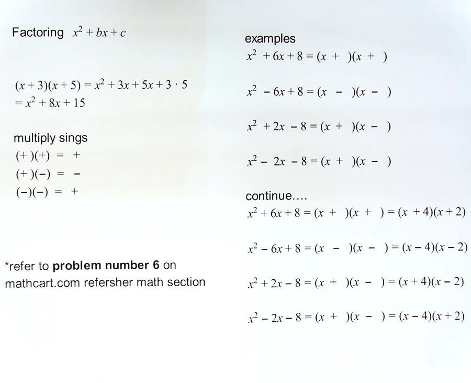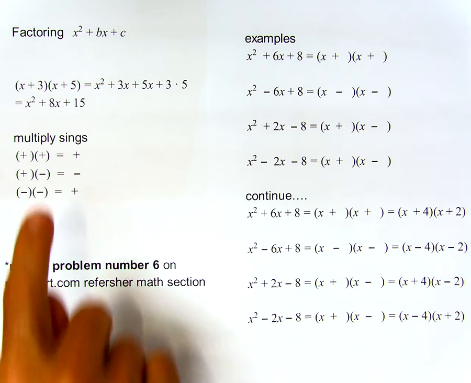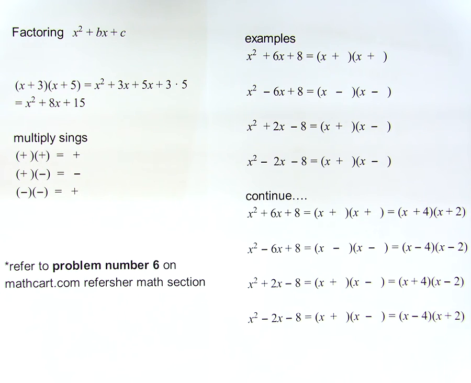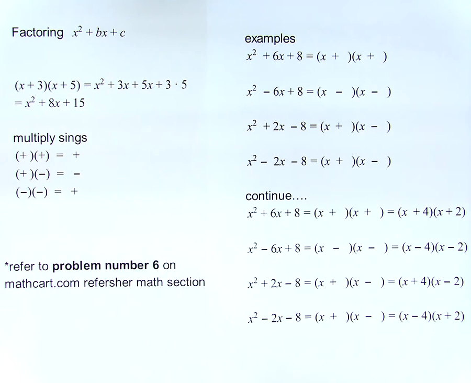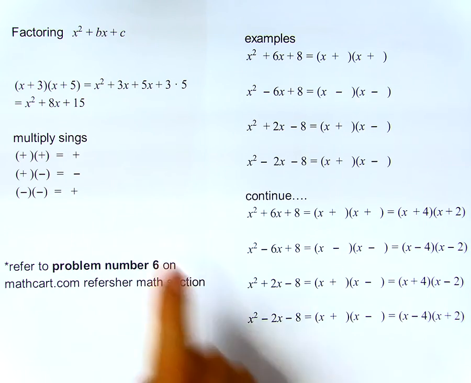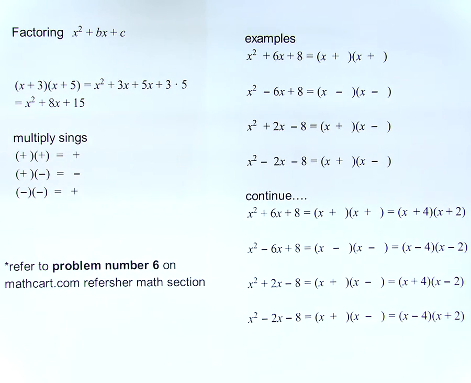In this video, I will discuss factoring x squared plus bx plus c. I will first look at multiplication because factoring is the reverse direction of multiplication. When I multiply a problem like this, I end up adding the middle terms. 3x plus 5x is 8x. And I multiply the last terms. 3 times 5 is 15.